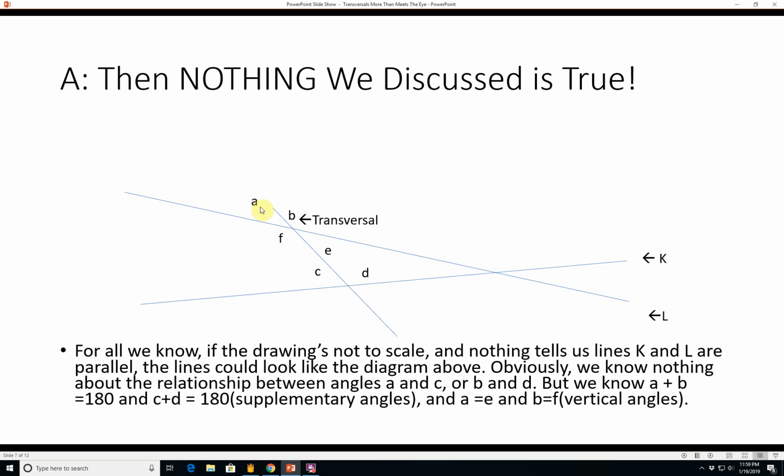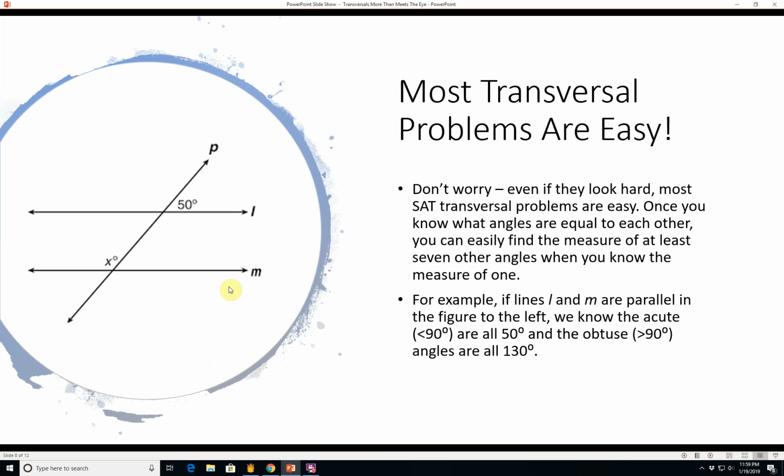And also, we do know that A plus B equals 180 because they add up to a straight line, and a straight line is always 180 degrees. C and D also add up to 180 degrees. They're supplementary angles, which means they add up to 180. And A and E are vertical angles, as are B and F, so those would be equal to each other. So if you get a question like that, and you know that they're not parallel, or they don't tell you they are parallel and it's not drawn to scale, then all you know is supplementary angles and vertical angles. You don't know anything else.